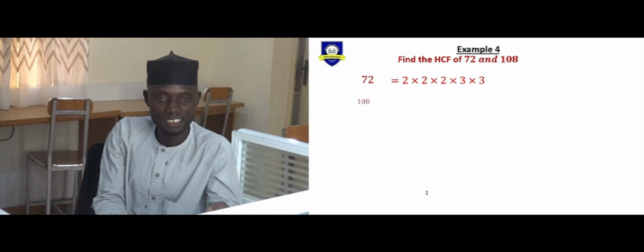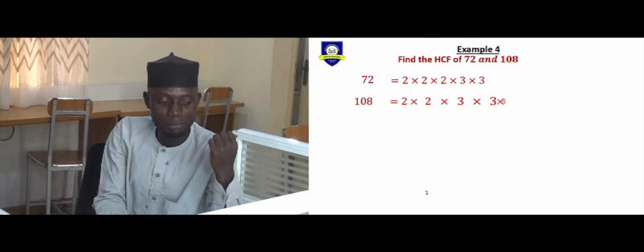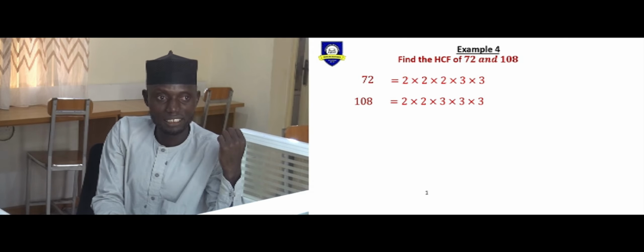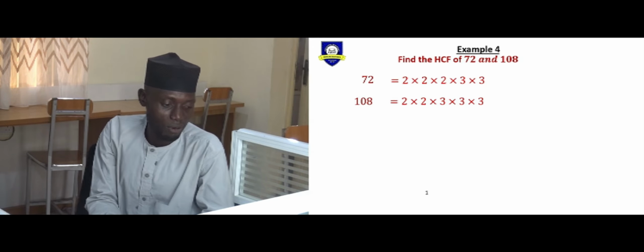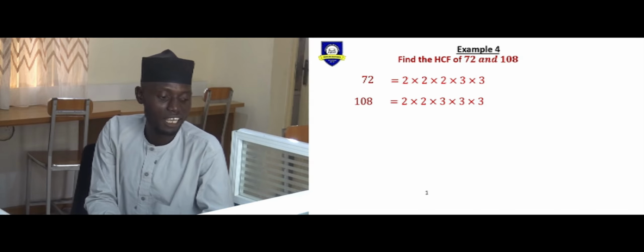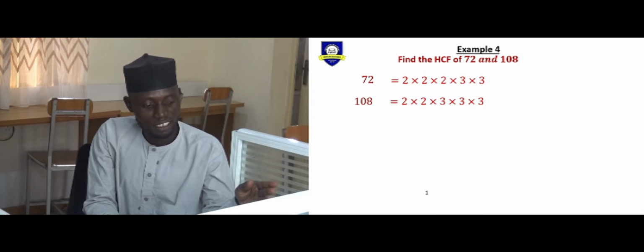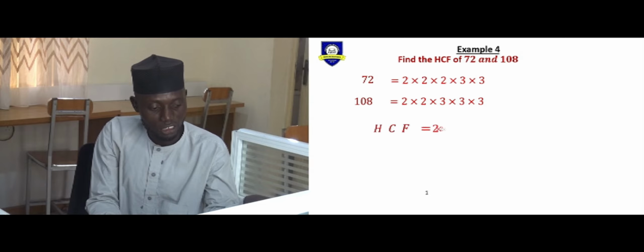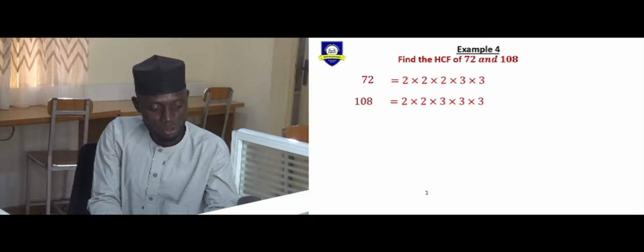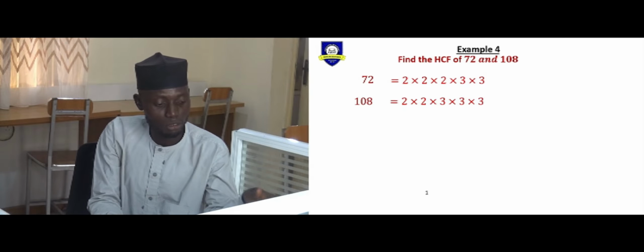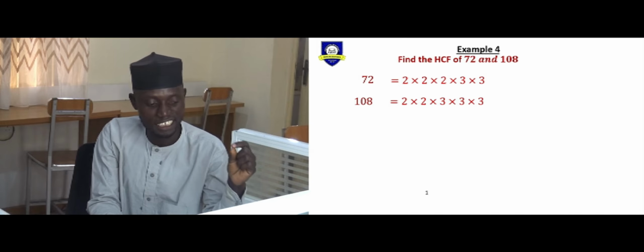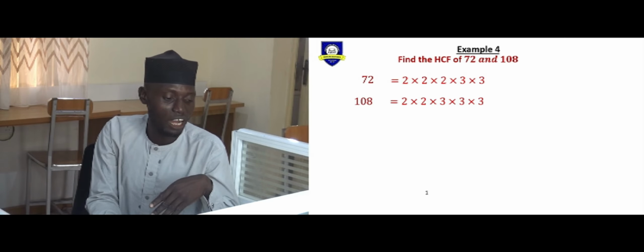How do you go about this? Just the same way we treated the previous question. You express it as a product of its prime factors. You have this. So from here, our HCF can be obtained by comparing the common factors. On 72 we have 2, 2, 2, 3, 3, and on 108 we have 2, 2, 3, 3, 3. So the middle numbers on 72 is 2, and the middle number for the 108 is 3. So they are not the same. So they have to be common.